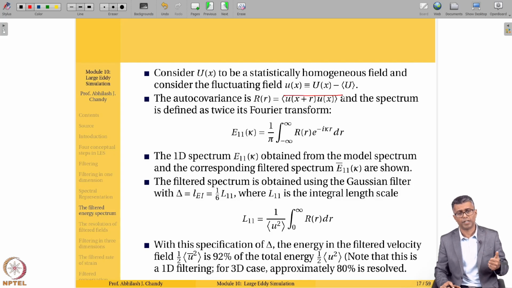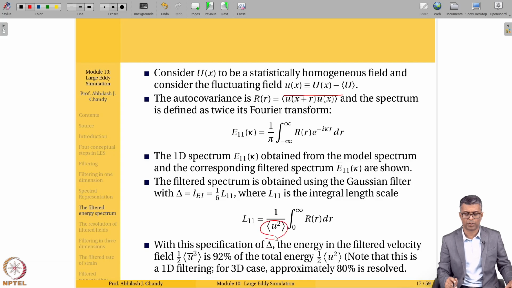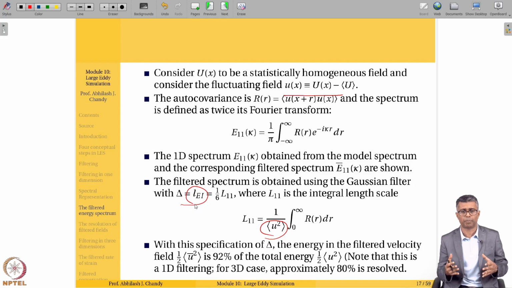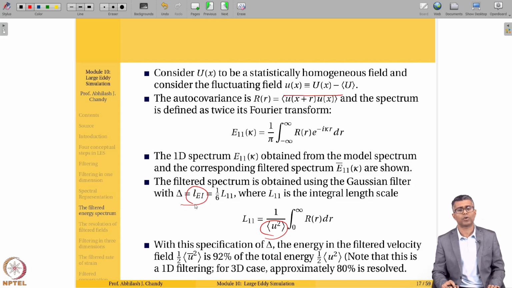If you were to calculate an integral length scale, that is the integral of the autocovariance, obviously normalized with the kinetic energy as well. And your delta, if you choose it such that it is equal to this energy containing range demarcation length scale, which is about 1/6 L11, then you will be resolving about 92% of the energy. Okay, that is for 1D. In 3D, that would be about 80% of the energy because you are considering multiple velocities, multiple length scales, and you would have to take sort of an average of that, right? In a sense, an average of that. So that's what we are trying to say here.